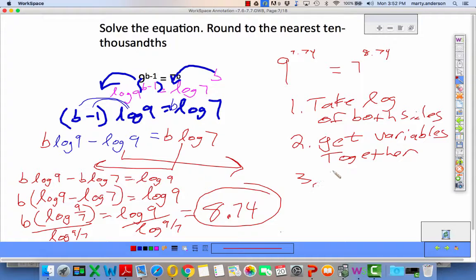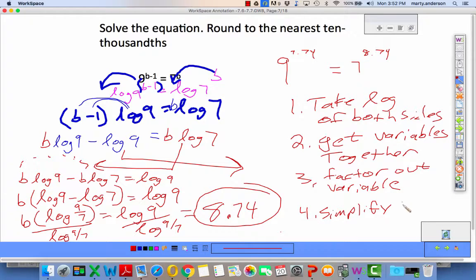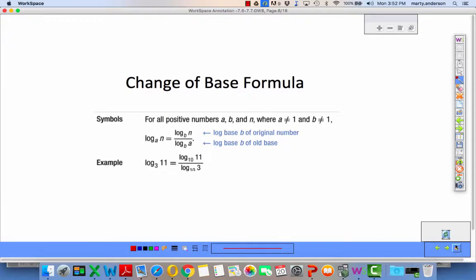3, factor the variable out because you have them grouped together. 4, simplify to make your life easier. That's where I turned it into 9/7. Simplify and solve. And of course, always check your work. So those are the hardest problems that you got to do for today.